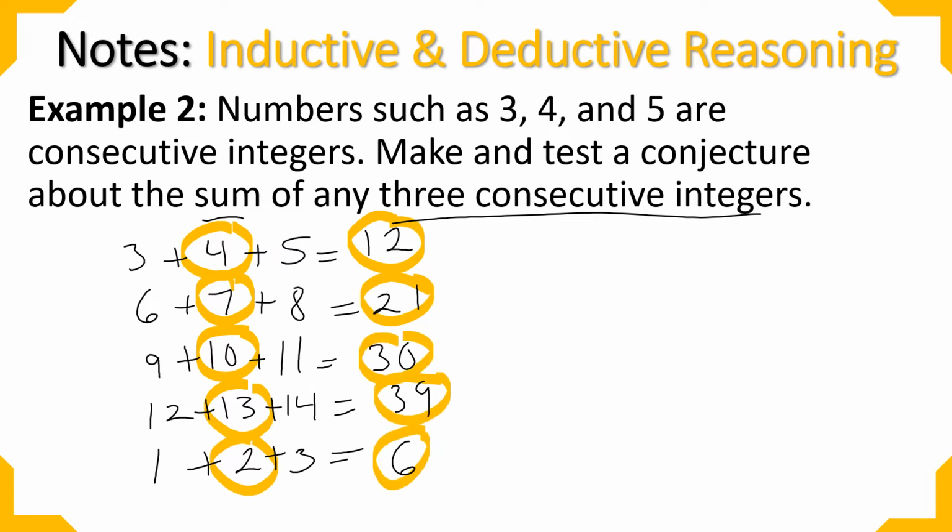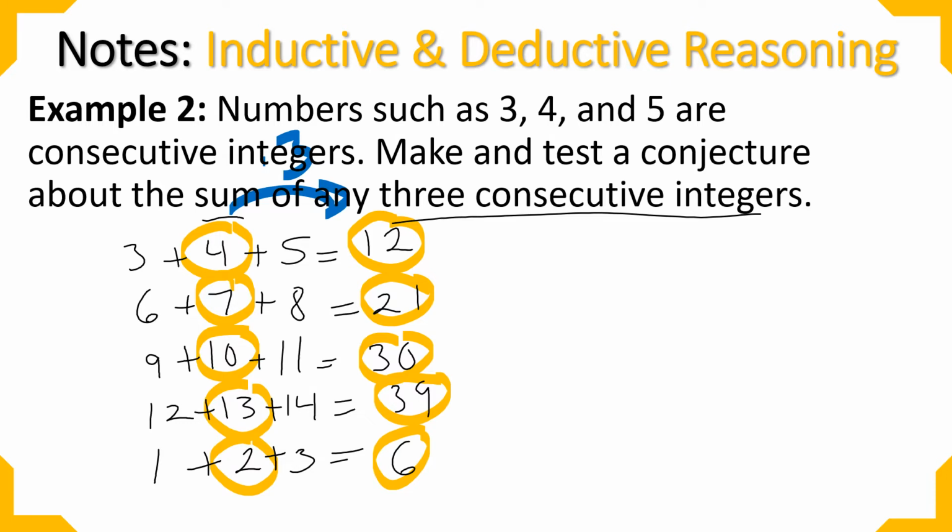Now, if I look closely, I can see that that second number times 3 gives the sum. 4 times 3 is 12. 7 times 3 is 21. 10 times 3 is 30. 13 times 3 is 39. 2 times 3 is 6.